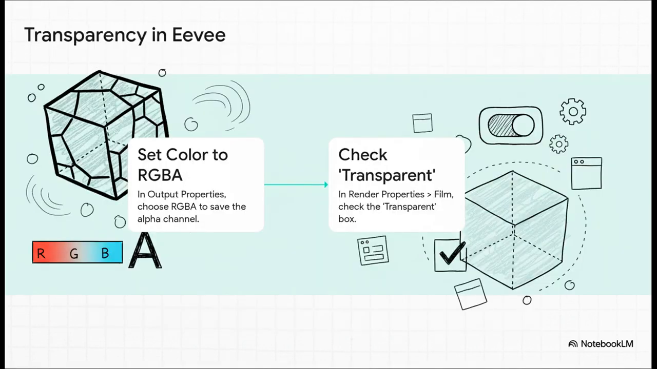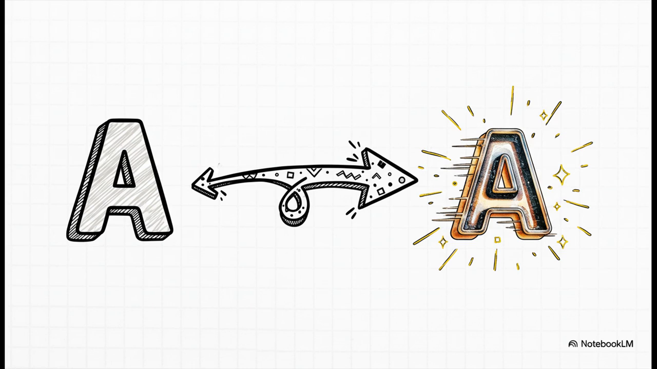And you're going to love this. It's just a simple 2-step process. First, you tell Blender to output an RGBA file. That A stands for alpha, which means transparency. Then you just go to the film settings and check the transparent box. That's literally it. And that's the whole workflow.